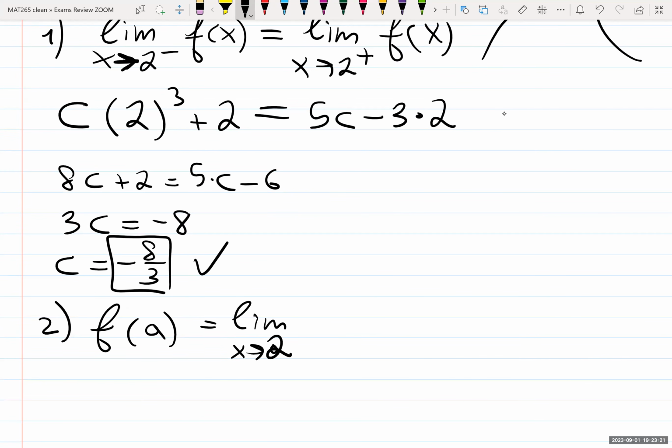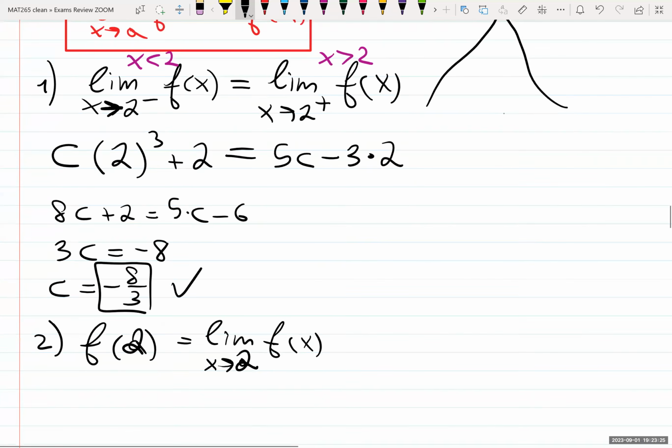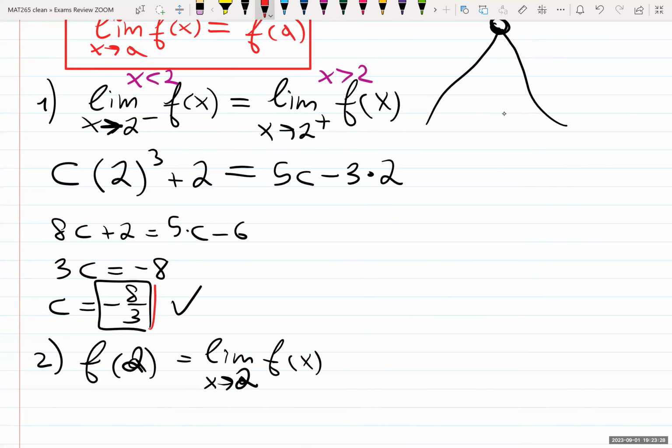At 2, so we're talking about 2, and then we have this f of x, and it should be the same number. But you know, that's it. It's correct. If you want to find a c, you found the c. It exists. Put it in. Don't simplify.